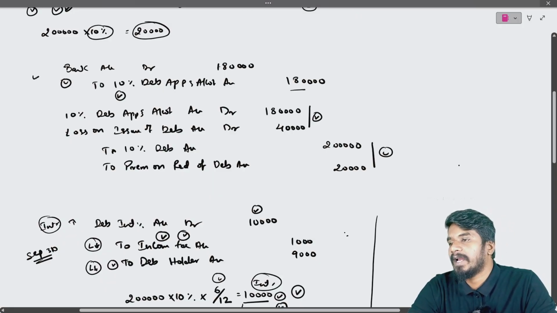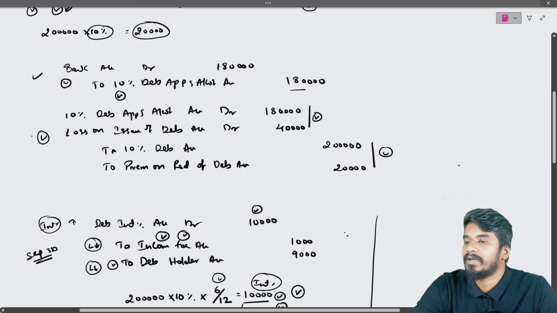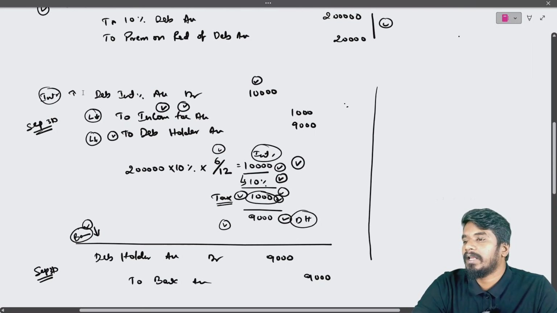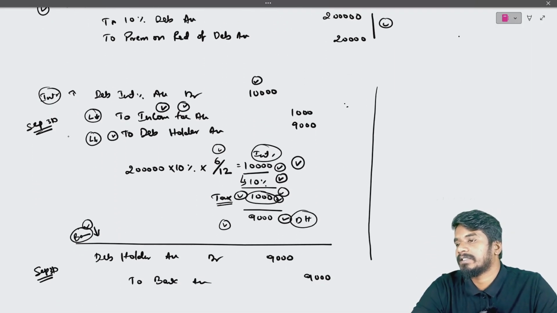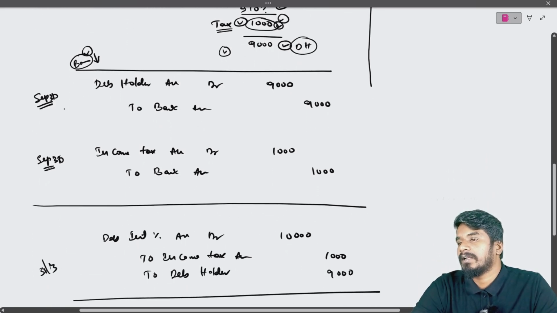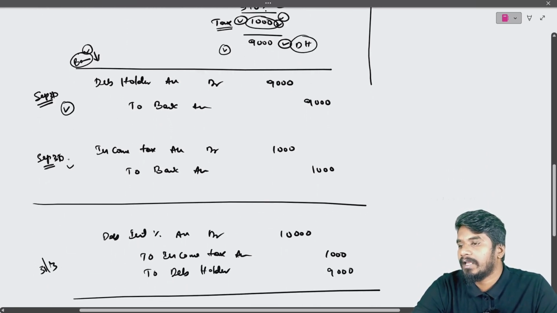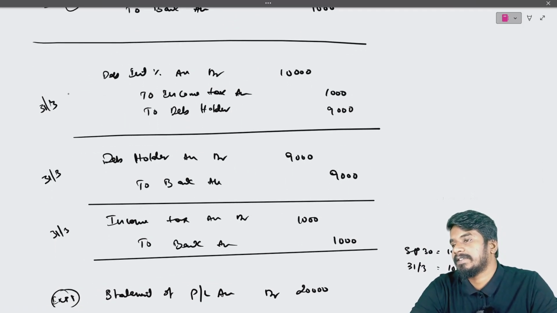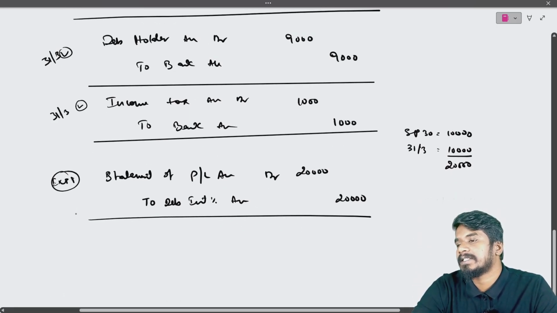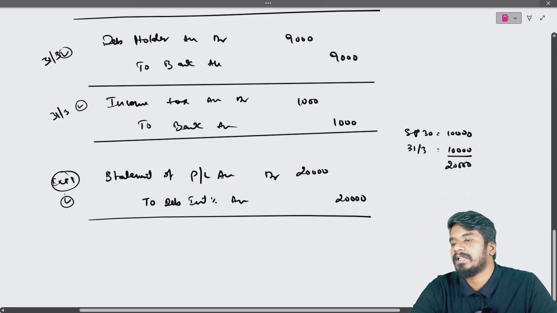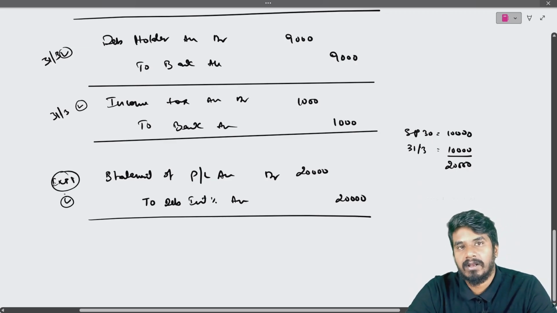This is the first entry, bank, and we have transferred it to debenture account along with premium and the losses. And then the first September interest, and that we need to pay to the debenture holder, again the tax payable. Again for 31st March, the same interest, and this is payment to the debenture holder, and this is payment of tax. And the last thing is we have transferred the expenses to the profit and loss account.